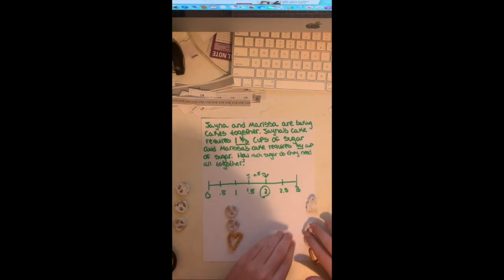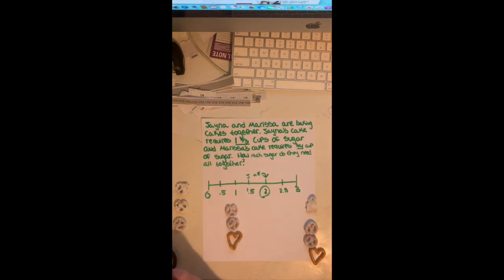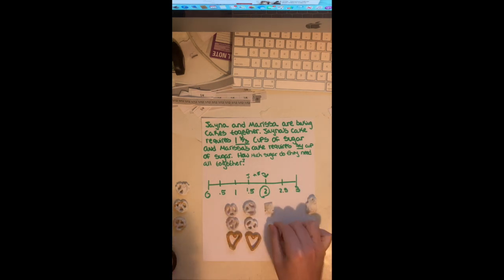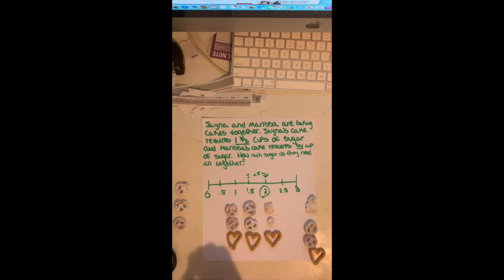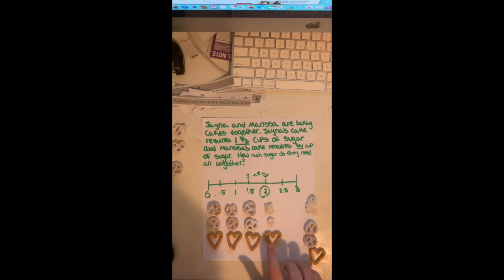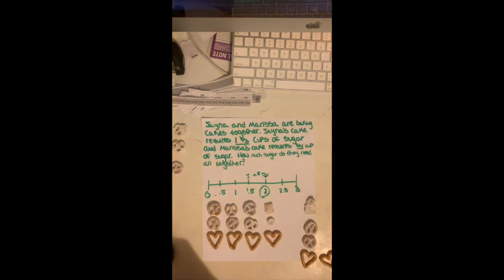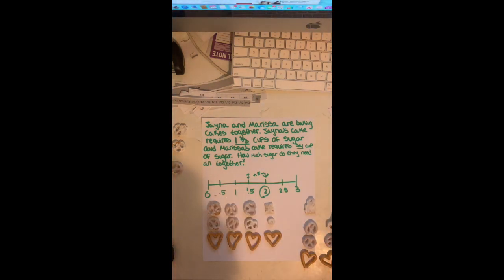So let's slide them over. And we have to keep our parts the same. So let's see. Here's 2 out of 3. 1, 2, 3, 4, 5, 6. 1, 2, and 3. Three, 6, 9, 12. Okay, so we need 2. So we have 3, 6, 9, 12. And we need 4, 8, 12. And then we need our parts. 1, 2, 3.